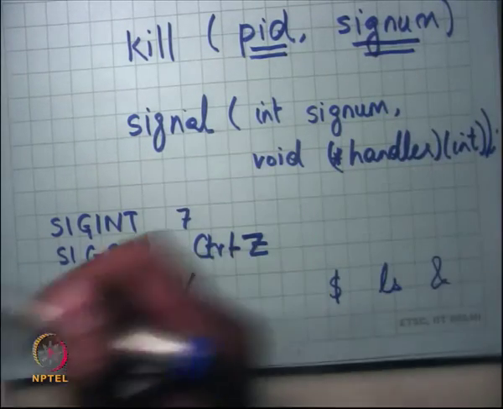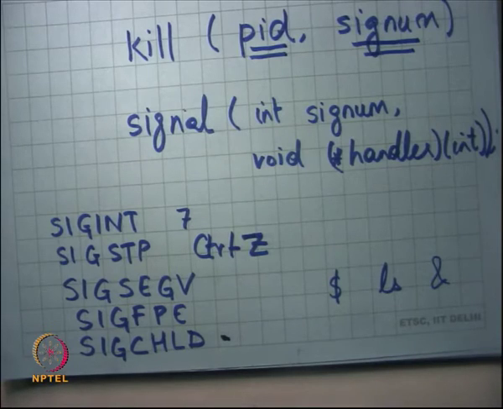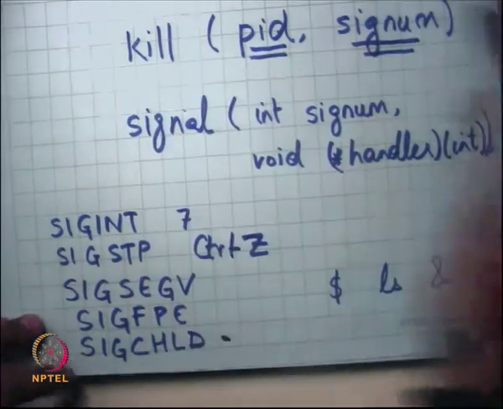Of course, there are rules. I cannot send a signal to a process run by another user. I can only send certain types of signals, and so on. So with those rules, the kill system call allows you to do these things.